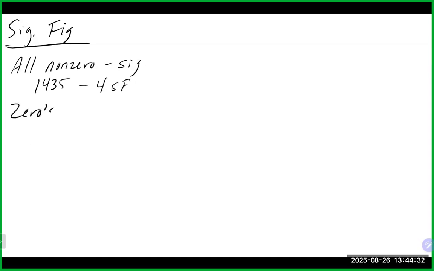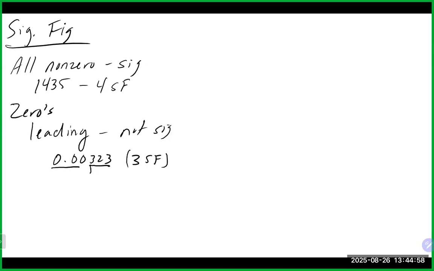Zeros are the thing that gives people a lot of trouble. So there are leading zeros, which are not significant, as in 0.00323. All these zeros that come before the very first non-zero number are considered leading zeros and they're not significant. So in this case, these three here would be our three significant figures.